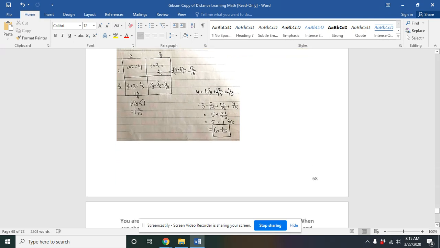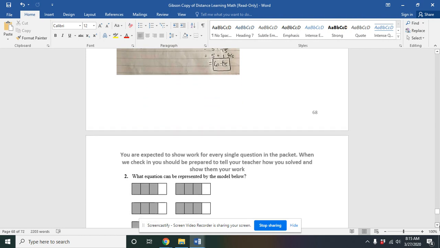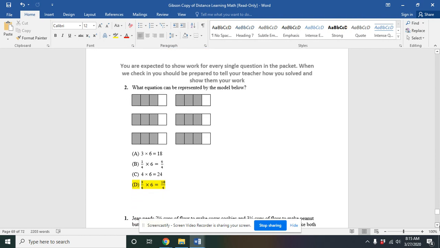All right, welcome back. Scroll down. So, what equation can be represented by the model below? Now, realize I have 1, 2, 3, 4, 5, 6. Okay, things represented as a fraction. In each of these bars, 3/4 are filled. So I know that this is 3/4 repeated 6 times, all right?